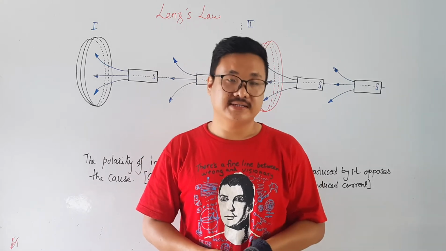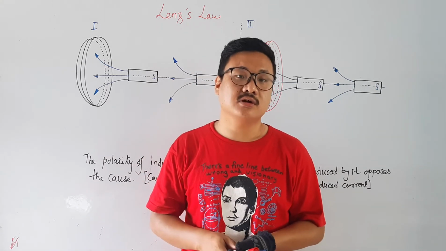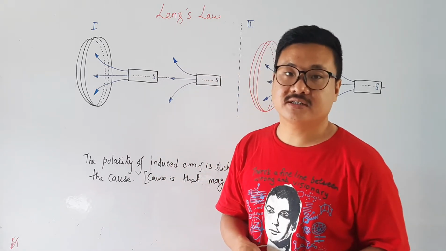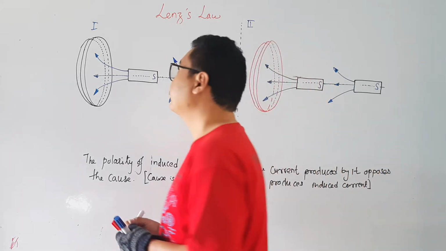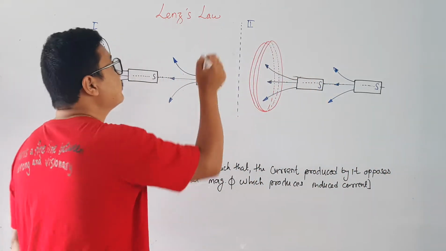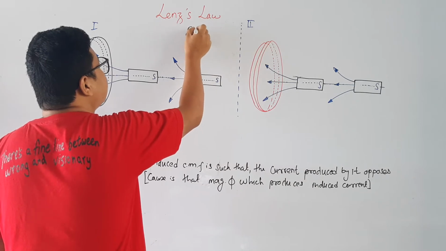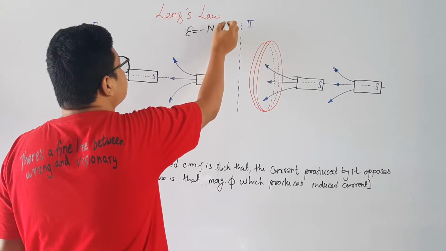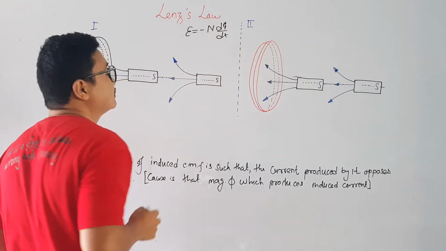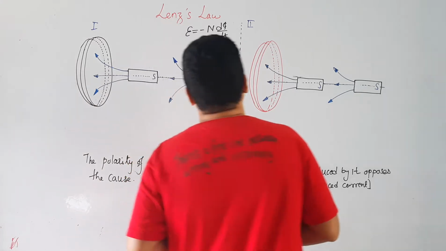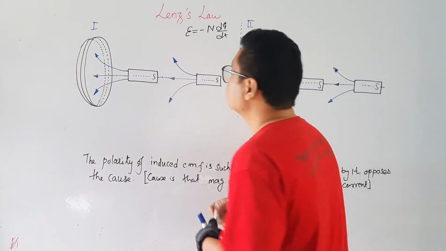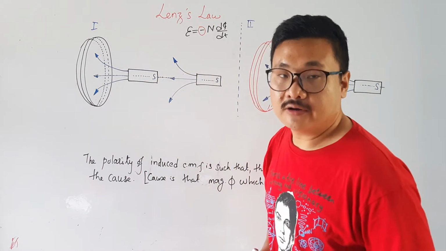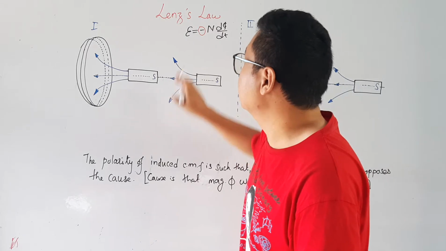Today's topic is Lenz's Law, and to understand Lenz's Law, we have to understand a few basic things. In the last lecture, we studied electromagnetic induction and Faraday's experiment, and from there we saw that the EMF produced by electromagnetic induction is equal to minus N dφ/dt. dφ/dt is the rate of change of magnetic flux, and this negative sign is from Lenz's law. So let us now study what Lenz's law is.